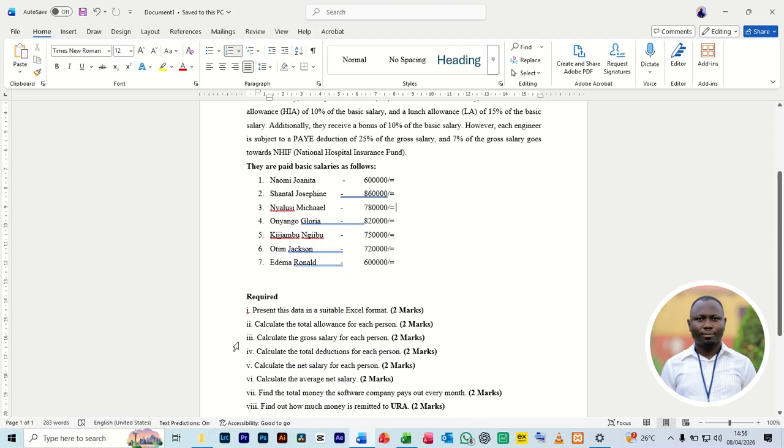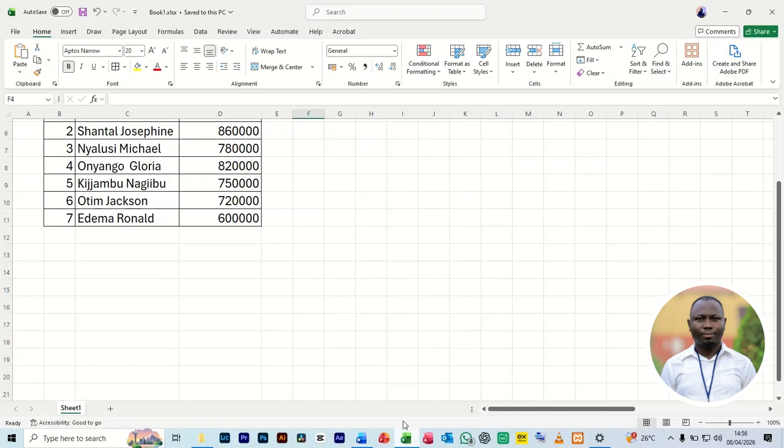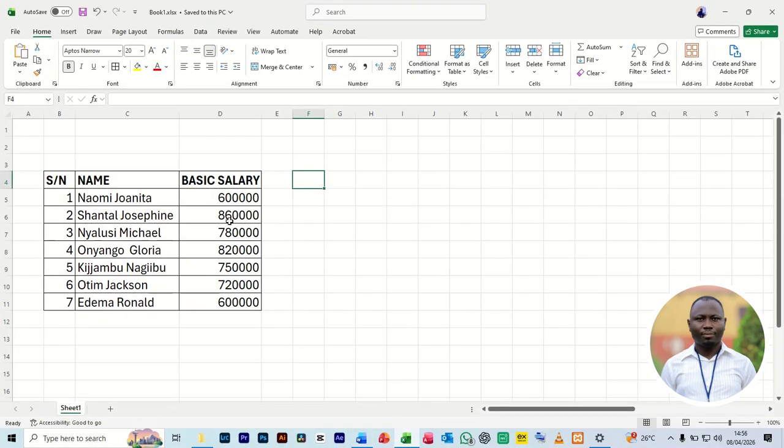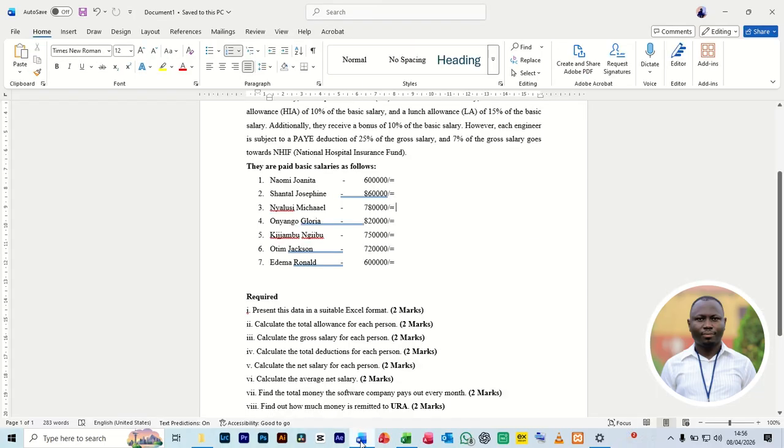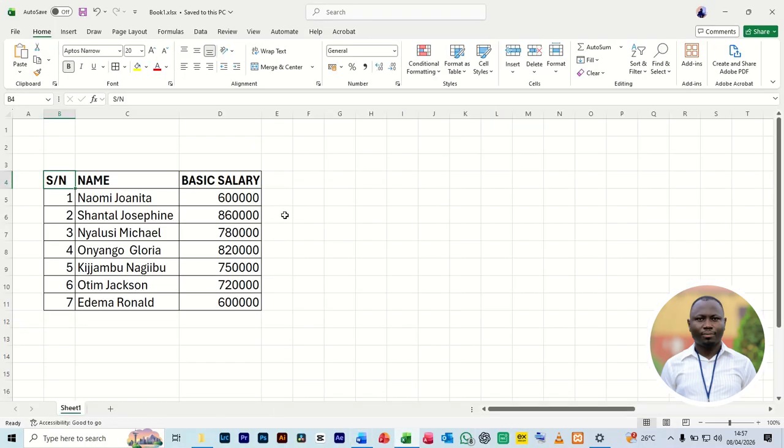Let's start by answering the very first question. Present this data in a suitable Excel format. Now, when we open our Excel, of course, we see the information that has been given to us already. We see name and then basic salary. That one has been given according to the Word document that we have. We have the name of the employees and then the basic salary. We also have the serial number. So that is what we've put in Excel so far.